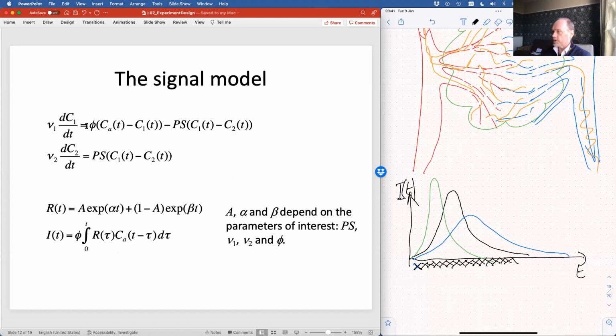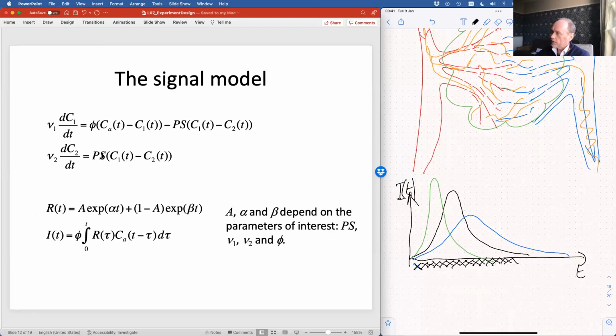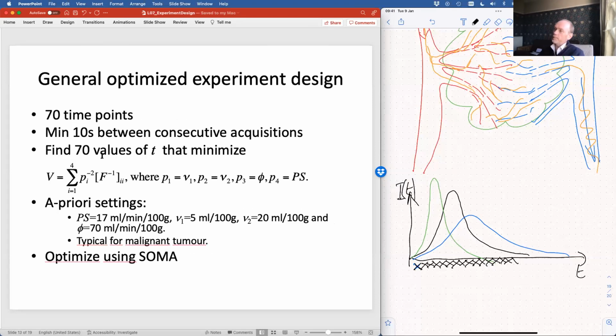I forgot to say, actually, I'm reporting some results from this paper back in 2010 by Prevost and colleagues that looks into this problem. So they set up an experiment design objective function. I'll ask you, can anyone recognize what optimality criterion we're using here? Have a flip back and have a look.